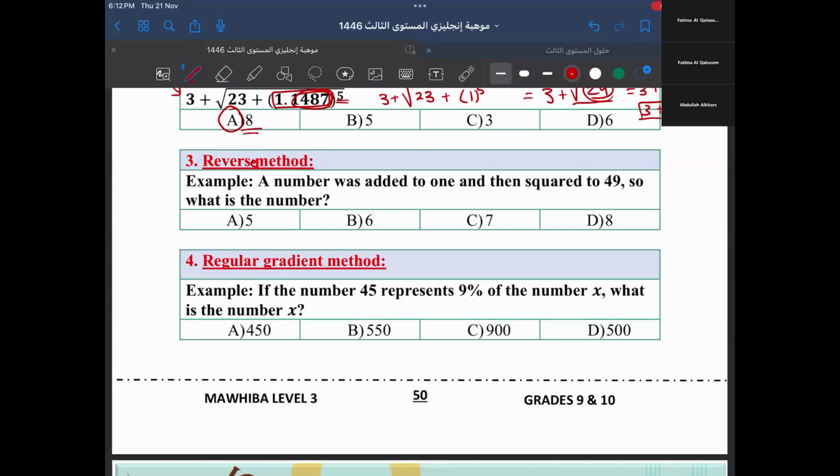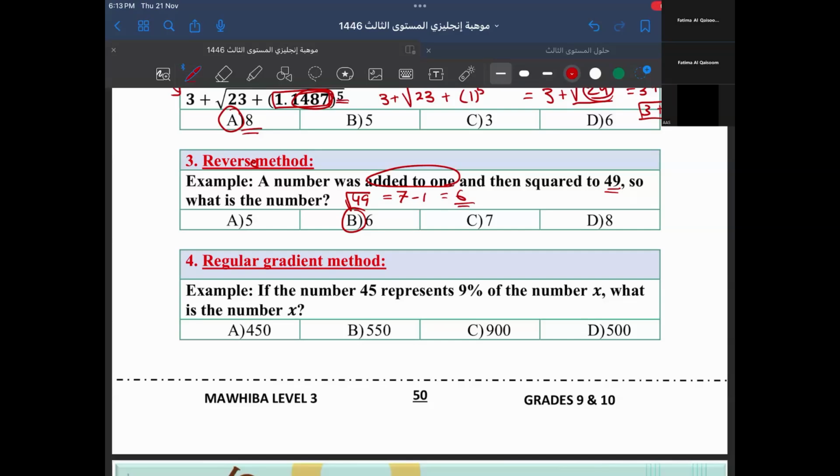Exactly. ممتاز. So the answer here would be 6. Amazing. As you did, if we are calling it the reverse method, we're going to start from the end with the number 49. The square root of 49 is 7. And then we said that we added 1. So now we're going to minus 1 to find the original number, which is 6.